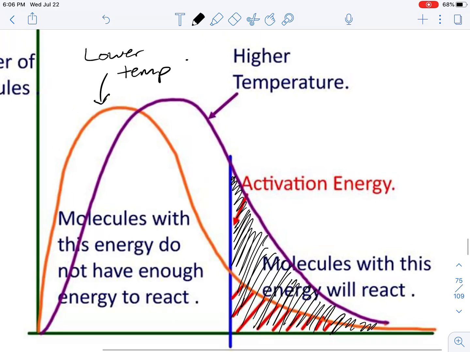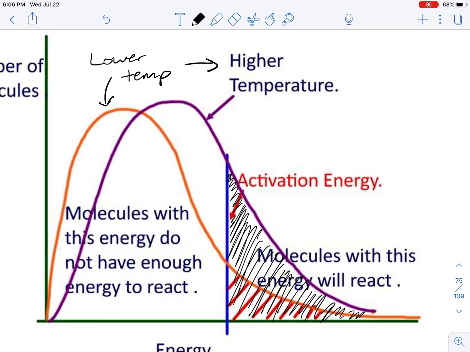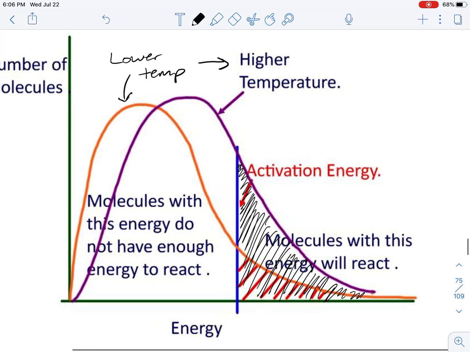And so this is the reason why, when we increase the temperature from lower to higher, we typically see an increase in the rate of chemical reactions.